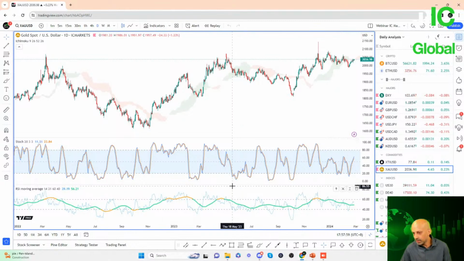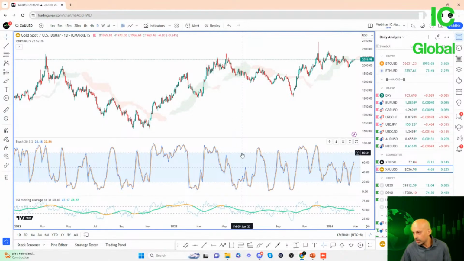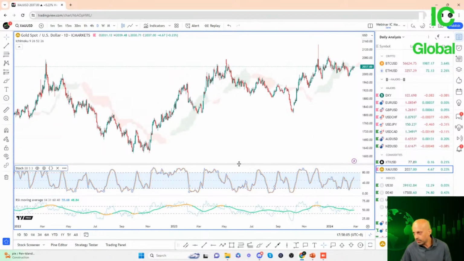Let me try and make the indicators a little bit smaller. Is this better? I'm making the windows for the indicators a little bit smaller and the chart itself a little bit bigger. I hope that helps. Thank you for the feedback on the picture quality. We'll definitely keep that in mind and see how we can improve the resolution.